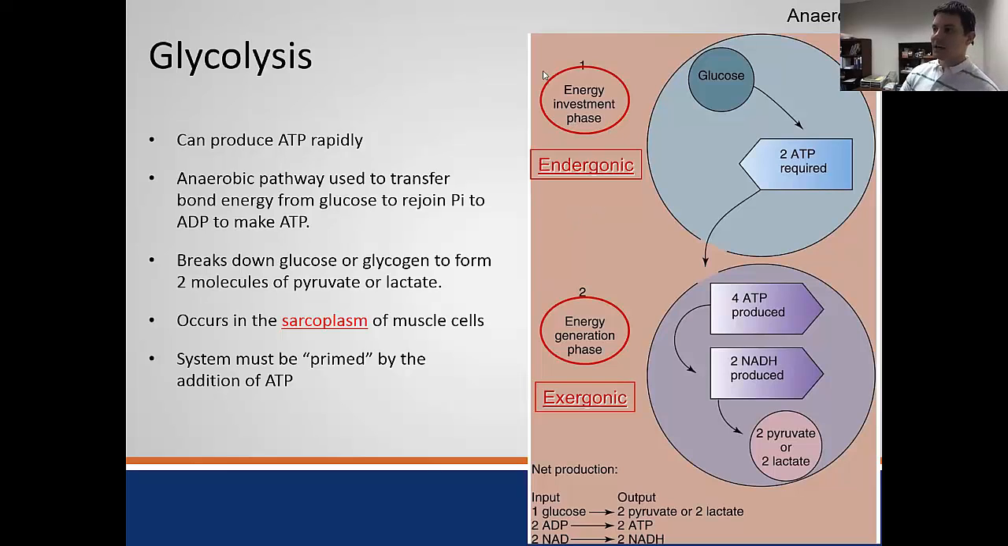So if we look at the picture here to review this slide, there is an energy investment phase, right? Our glucose comes into the cell. We will ultimately add 2 ATP to this glucose molecule. But at the end of the day, we'll get an energy generation phase of 4 ATP produced. We'll also produce 2 NADHs and 2 pyruvates or lactate. So again, if we look at the output, 1 glucose gives us 2 pyruvates, 2 ATP go in to give us a net of 2, a total of 4, and 2 NADs get converted to NADHs.